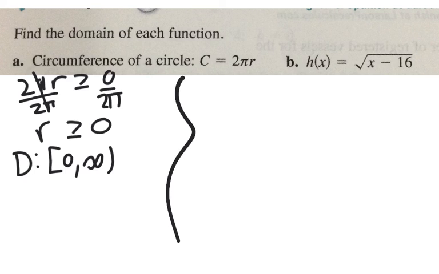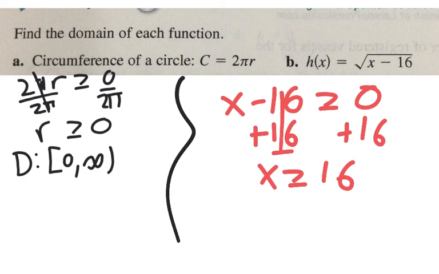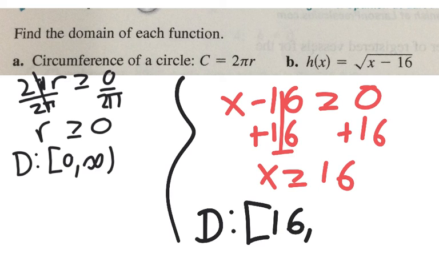B part, there's a possibility I could take the square root of a negative. So what is underneath the radical has to be bigger than or equal to 0. So what's underneath the radical is bigger than or equal to 0. When I solve, I add 16 to both sides. That tells me x must be greater than or equal to 16. So the things that I can plug in must be bigger than or equal to 16. So the smallest value allowed is 16, all the way up until positive infinity.